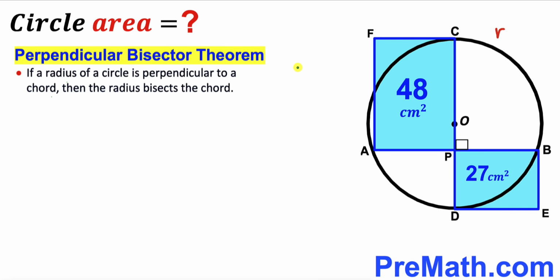And now let's recall the perpendicular bisector theorem. According to this theorem, if a radius of a circle is perpendicular to the chord, then the radius bisects the chord. And here we can see this CD is the diameter of this circle that passes through this point O, and it is perpendicular to this another chord AB. So no wonder this segment AP length is going to be equal to this segment BP length.